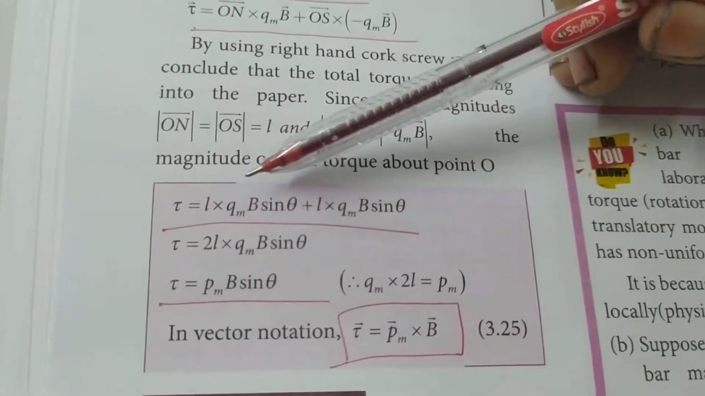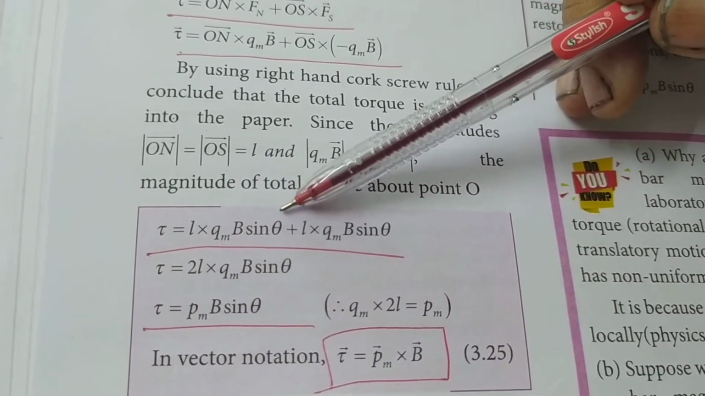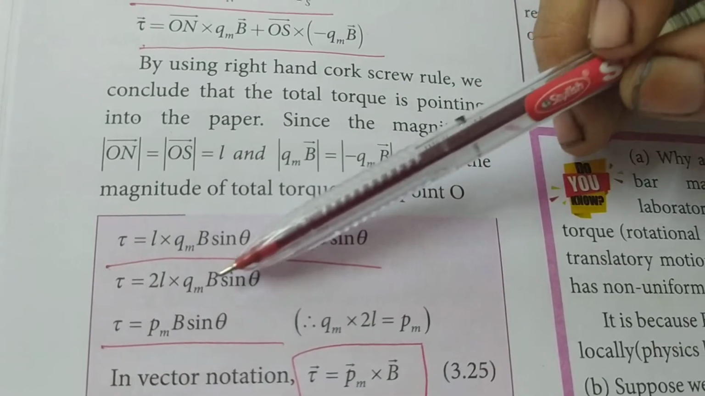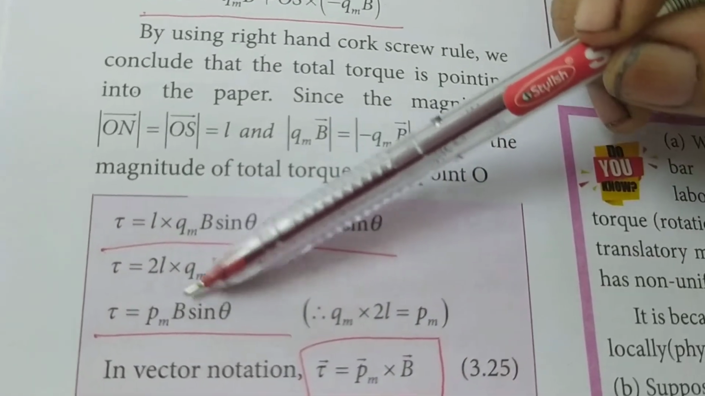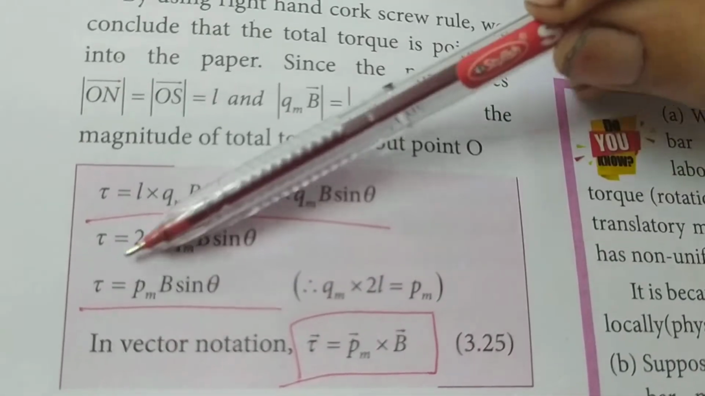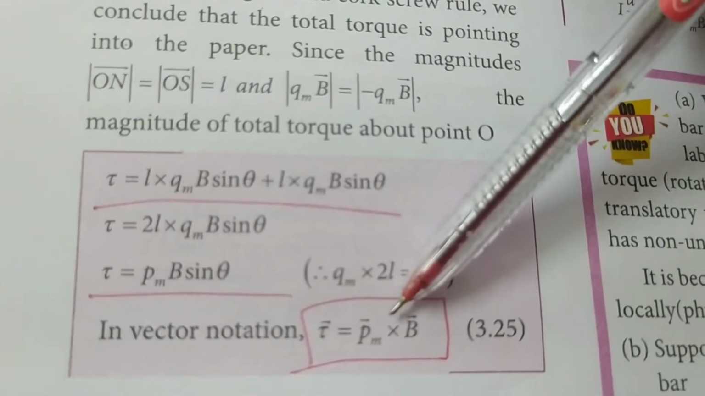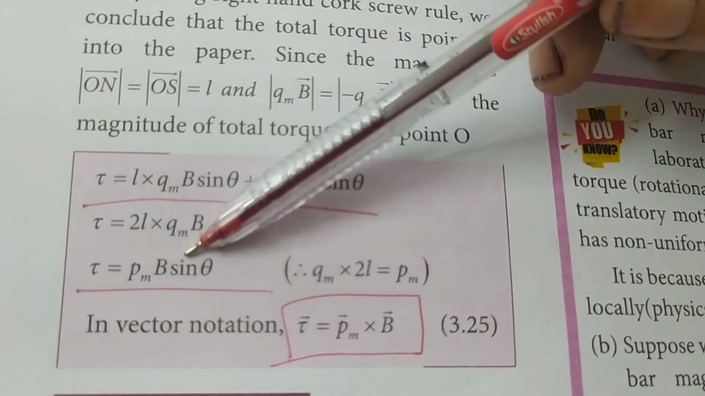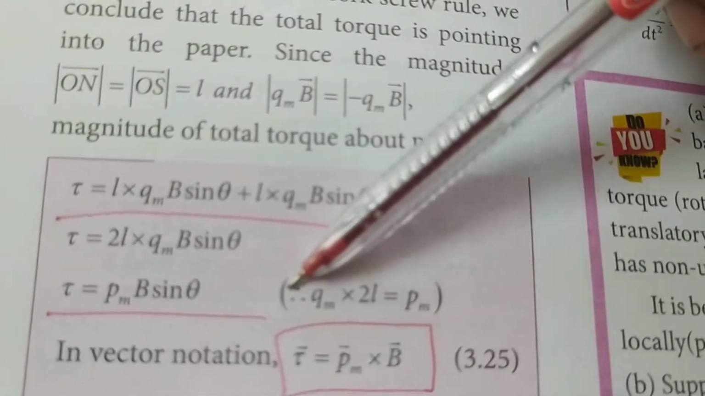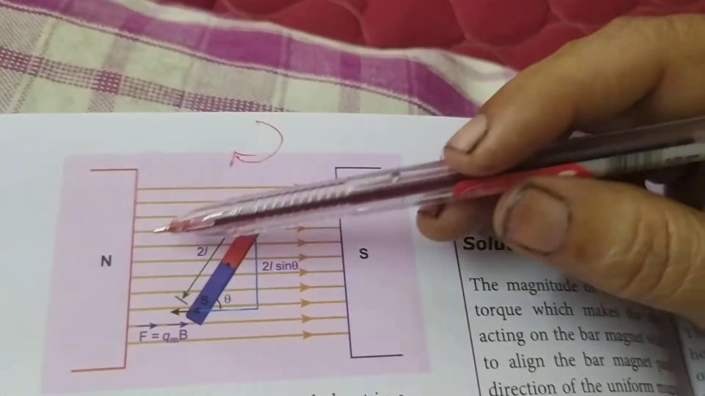So you will get tau is equal to L, because the distance of ON and OS is L, into QmB sin theta. When you add these two, you will get 2L QmB sin theta, and you know this 2L Qm is nothing but Pm. So tau is equal to PmB sin theta, and this is in vector product form. In vector notation, you can write tau vector is equal to Pm vector cross B vector, because this is in the form of a vector product. So this is the torque of a bar magnet when it is placed in a uniform magnetic field.